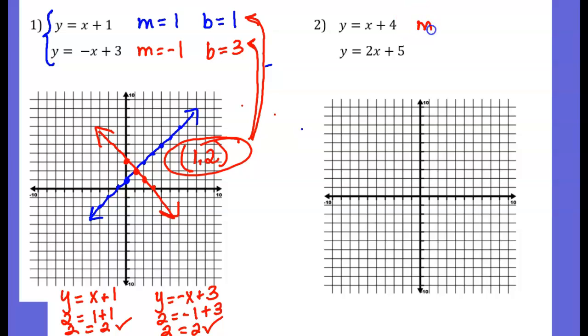Okay, number 2, it's already in slope-intercept form. My slope is 1. My y-intercept is 4, so I start at 4. My slope is 1, so I'm going to go up 1 and over, and start making my line here. All right, so there's my first line. My second line, my slope is 2. So let's do that in a different color. It's not taking it. It's not being nice.